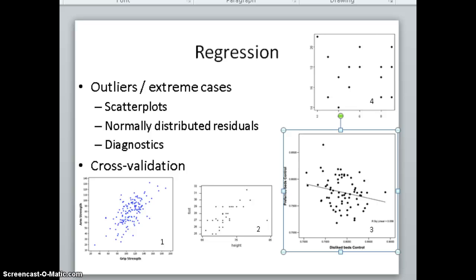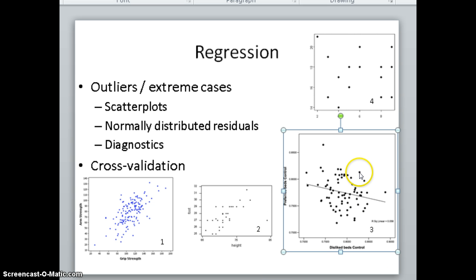What about scatter plot number 2? Does this scatter plot have an outlier? Yeah, it looks like the data point in the bottom right corner appears to be an outlier. It doesn't really fit with the rest of the observed data. Okay, all the other data is over here, and there's this weird case out here.